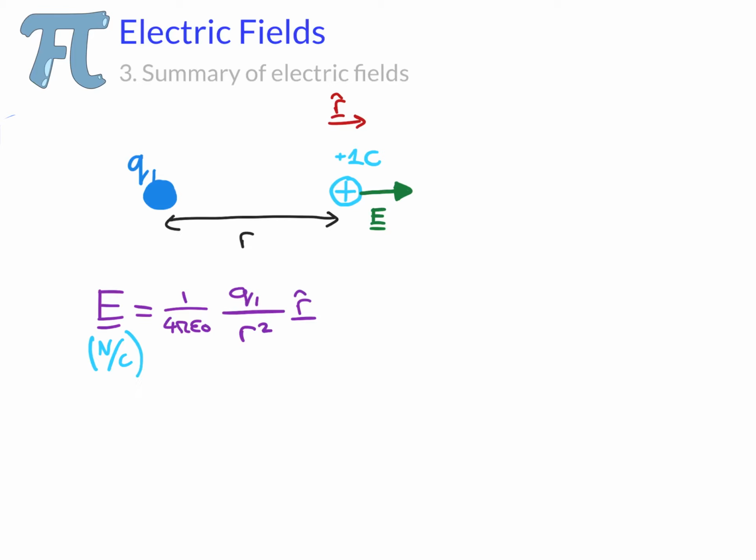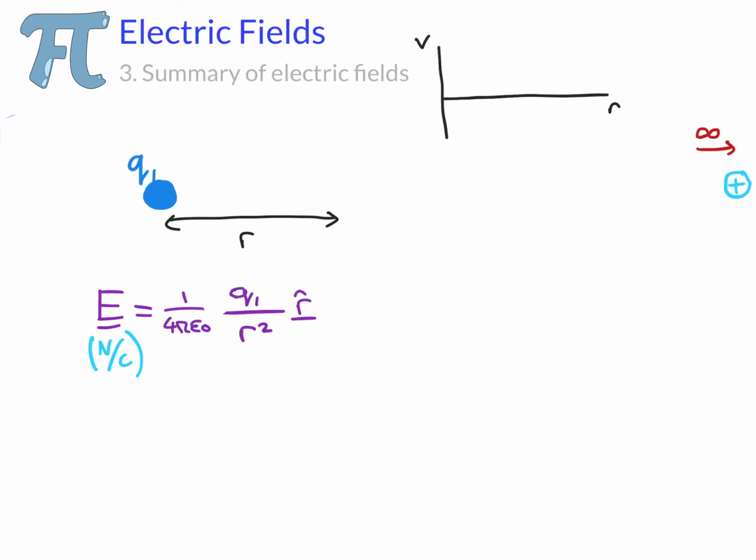Notice now that if we set Q1 to positive, this force points in the positive r hat direction, i.e. the unit charges will be repulsed. But if Q1 was negative, it would point in the negative r hat direction, i.e. the unit charge will be attracted.